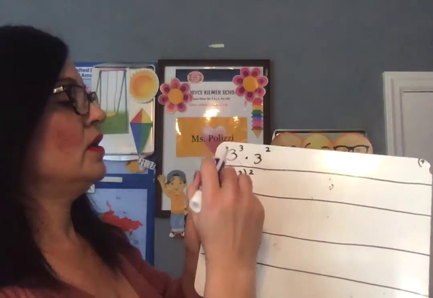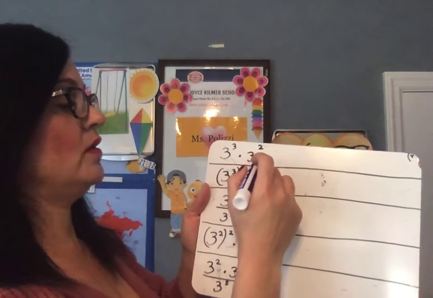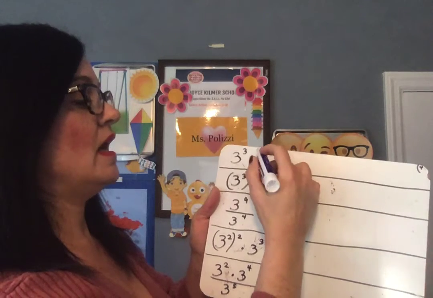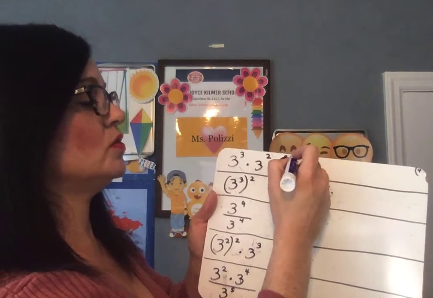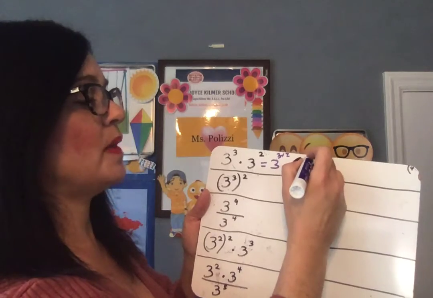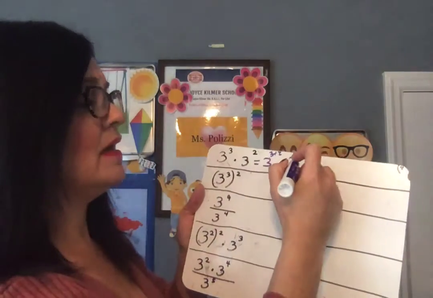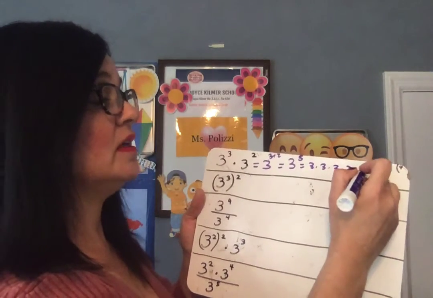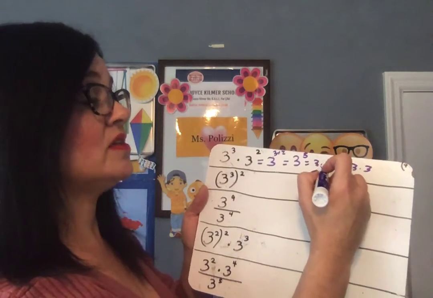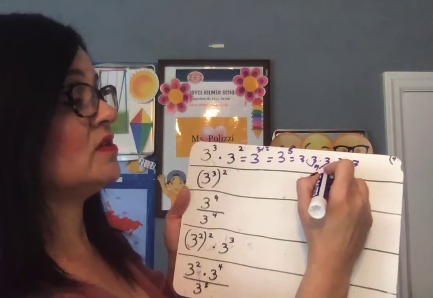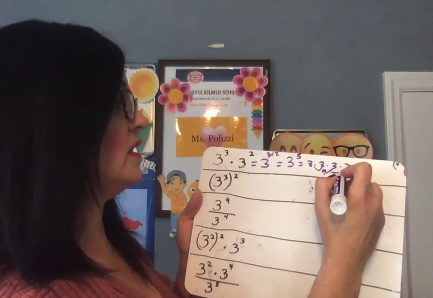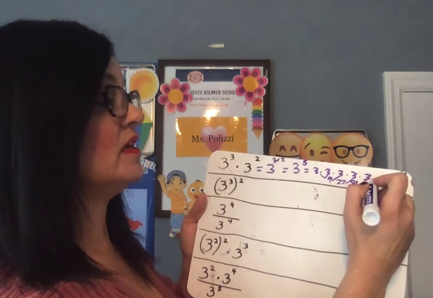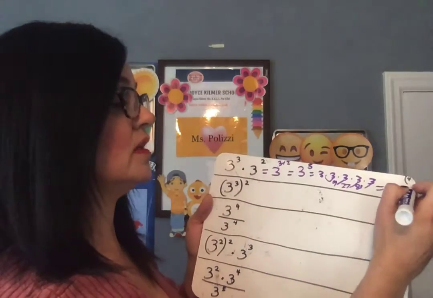All right. Let's see here. We have 3 cubed times 3 squared. So we're going to keep the base 3, and then 3 plus 2 is 3 to the 5th power. Well, what does 3 to the 5th power mean? It means 3 times 3 times 3 times 3 times 3. So if you figure that out, 3 times 3 is 9, times 3 is 27, times 3 is 81, and times 3 again, your final answer would be 243.